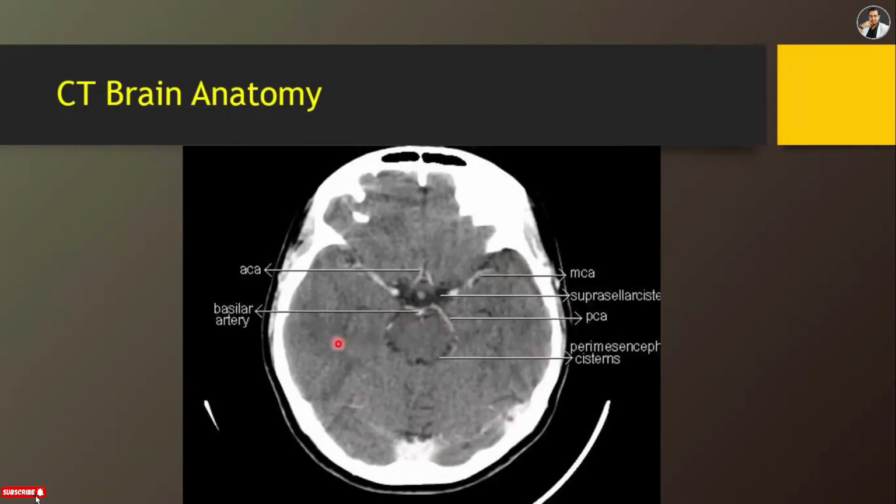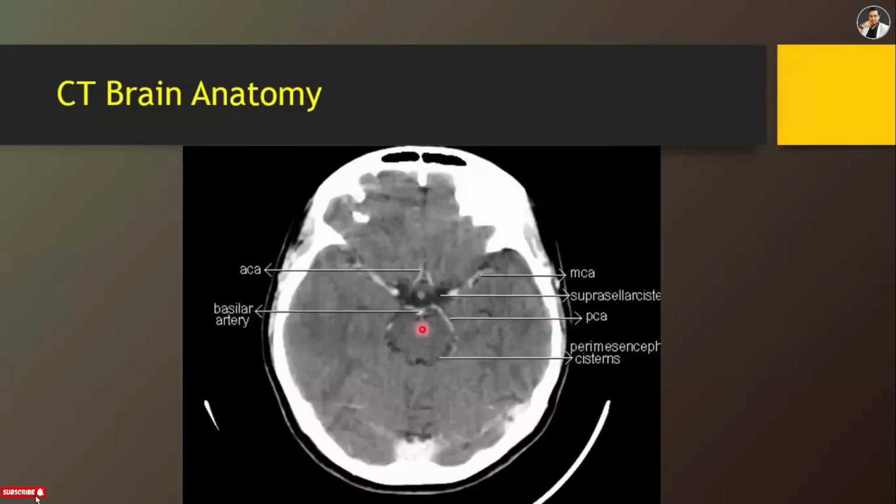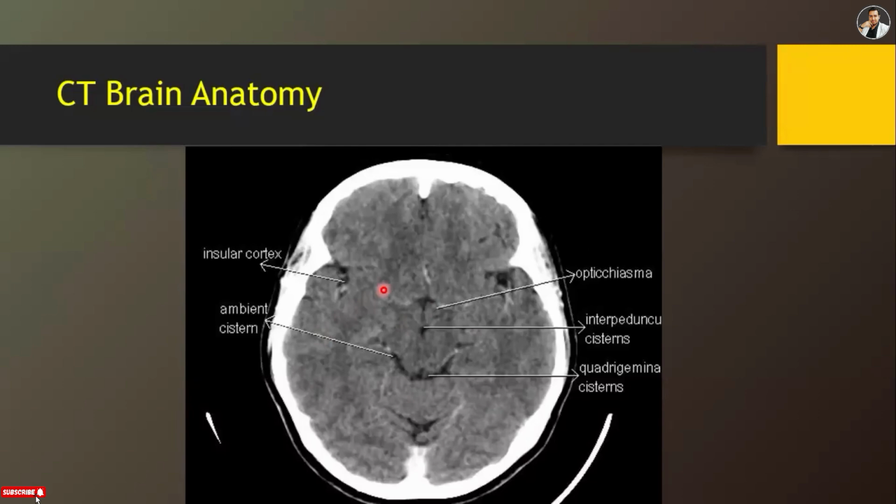We are on the upper side of the brain. This is the basal ganglia. This is the insular cortex. This is the ambient cistern. This is the optic chiasm. The two optic nerves are connected. This is the optic chiasm.